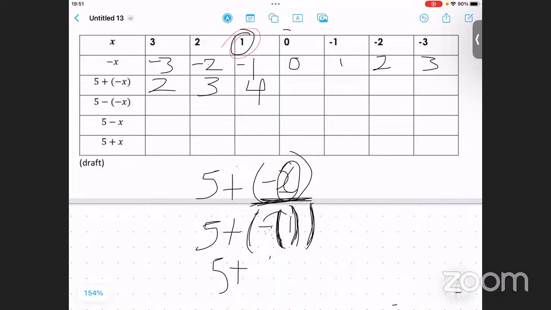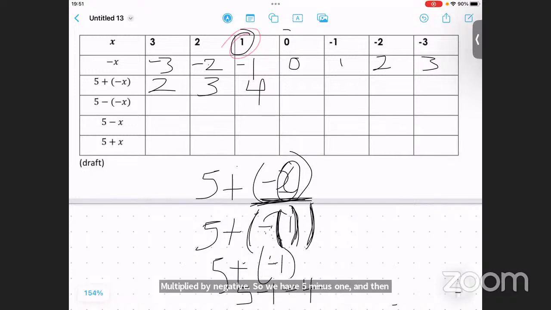So it's minus, and there's an invisible 1 here, all right? They didn't put it. So it's minus 1 multiplied by 1, which is minus 1, right? And then we have 5, and positive multiplied by negative is minus. So we have 5 minus 1, which is 4, which is this one that you see here. Did you get it?